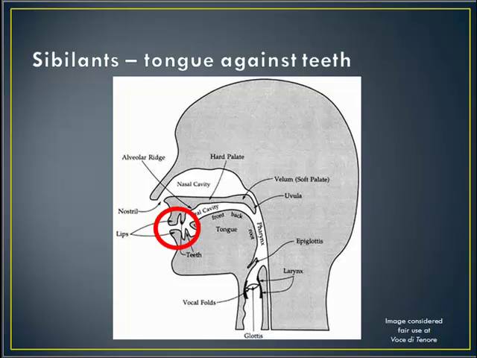So F and V are teeth across a lip. S and Z, which we looked at earlier, are also fricatives. Tongue against the teeth. S and Z. Like with F and V, the difference between S and Z is that one is not voiced while the other is. We call the S and Z sound sibilants, which are a particular kind of fricative.